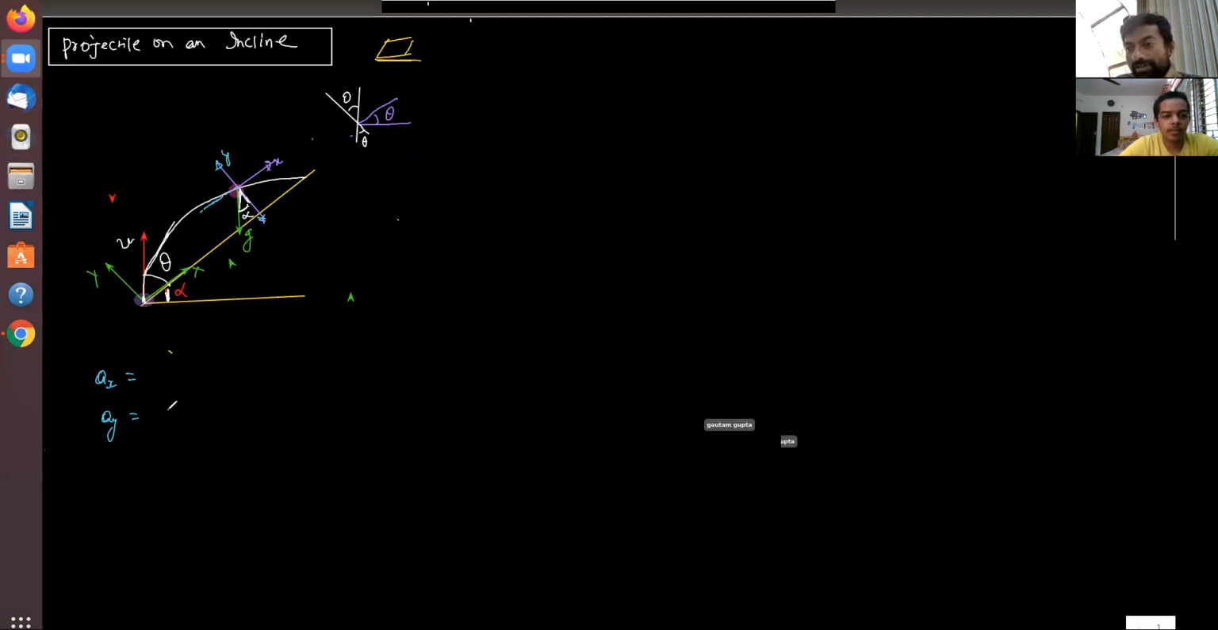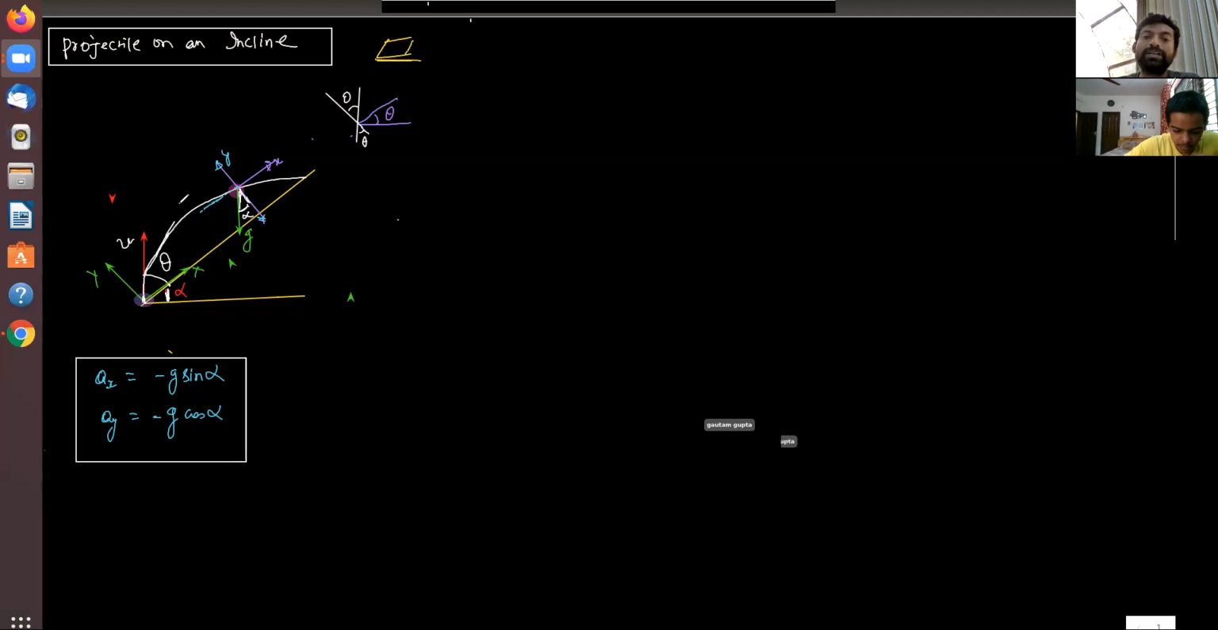So ay will be what? Minus g cos alpha, because the y-axis is upward. And what will be ax? Minus g sin alpha. So always remember this: whenever you have gravity, along the incline it is g sin alpha, and perpendicular to the incline it is g cos alpha with a negative sign, because you have chosen your axis in this way. Is that clear? Yes.